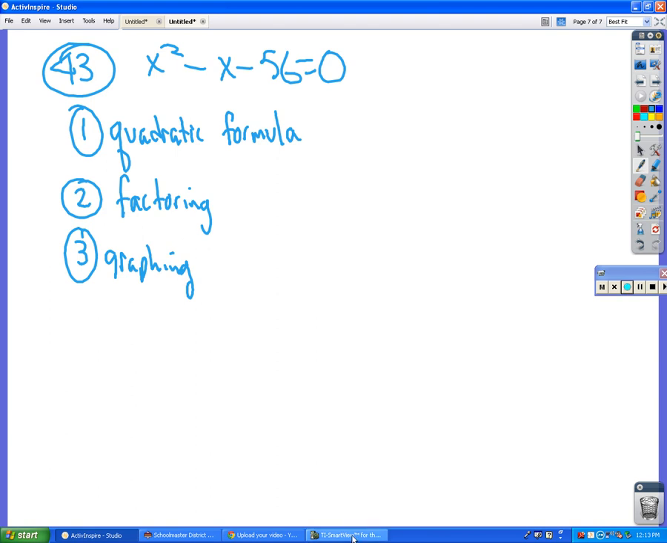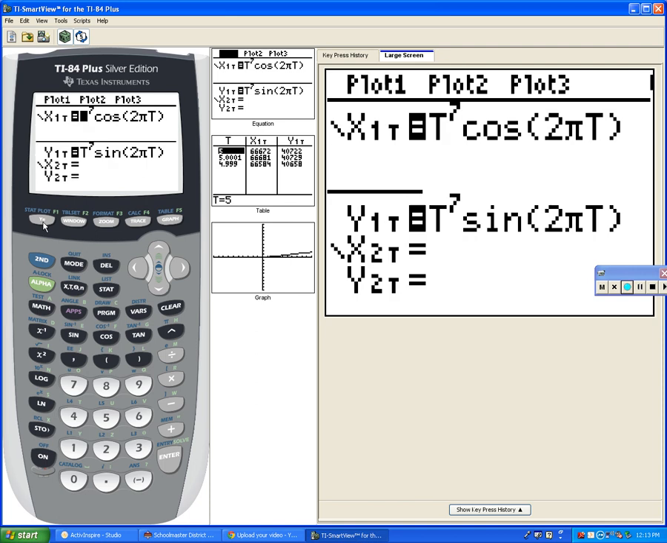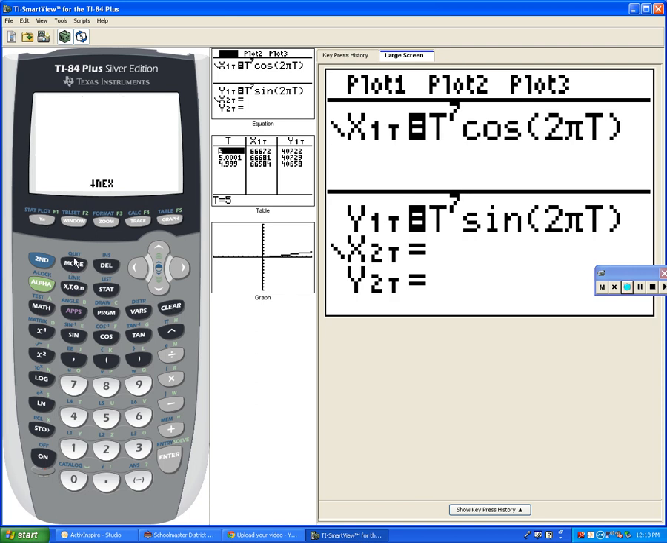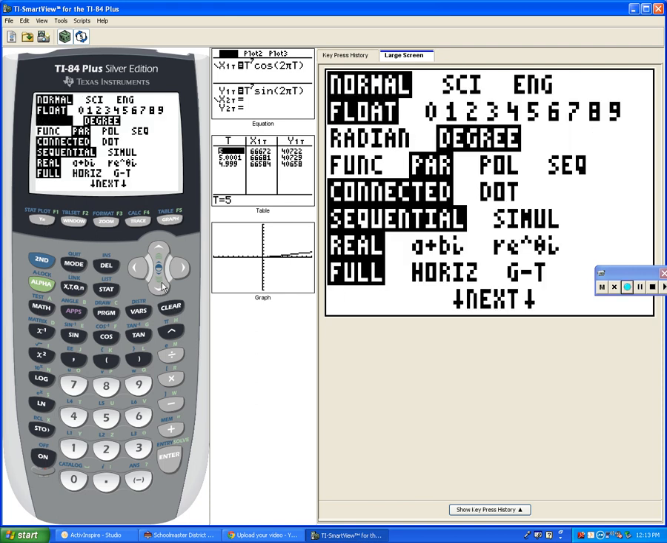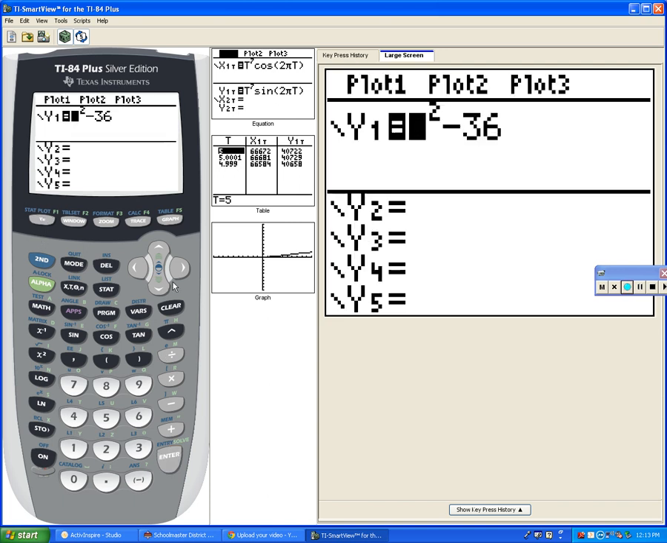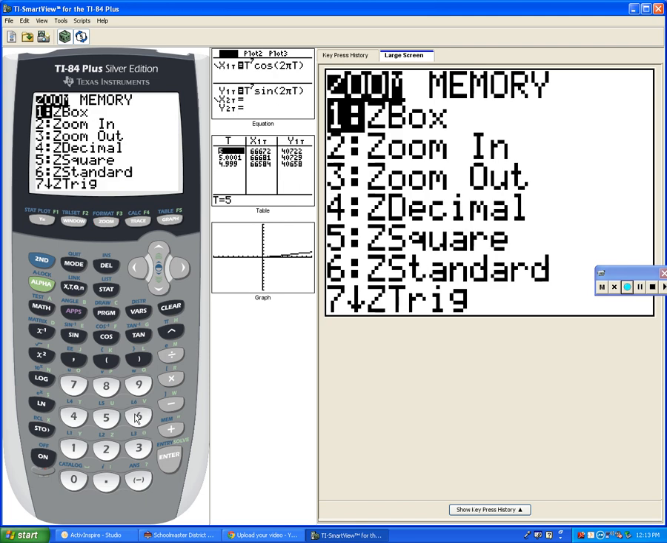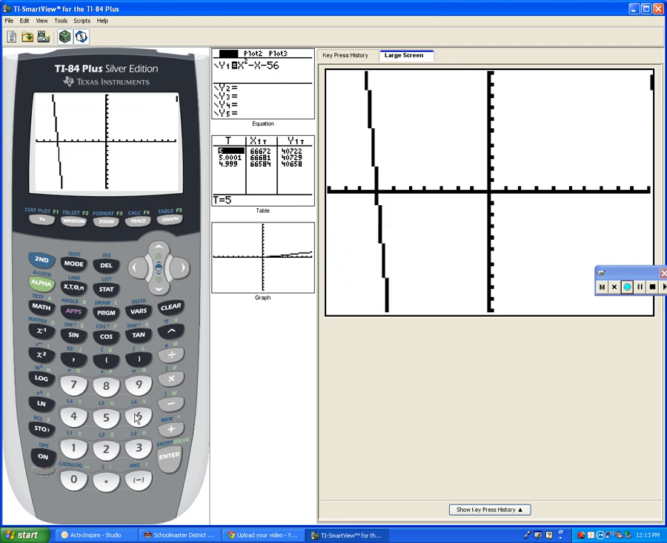X squared minus x minus 56. If only you had a fun, fancy calculator like this. X squared minus x minus 56 equals 0. Okay, so when I'm graphing these, if I'm going to solve by graphing, what I'm looking for is where the graph crosses the x-axis. And so my fancy dancy calculator makes the graph for me.